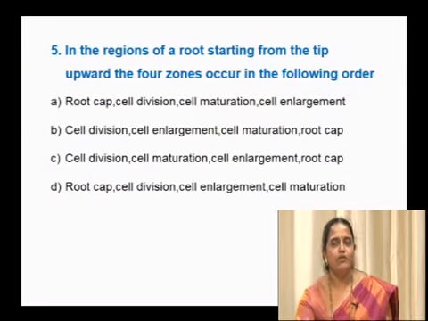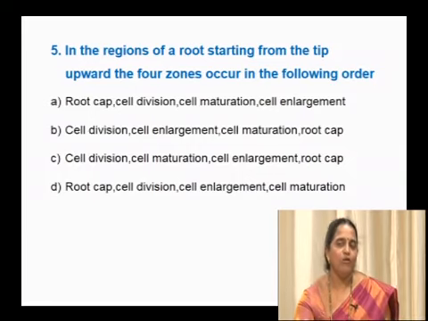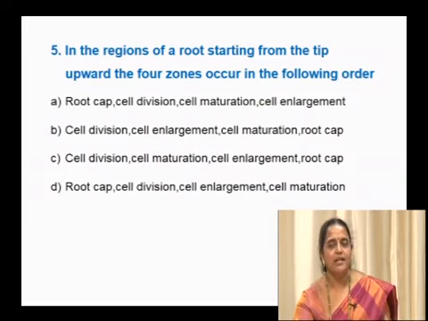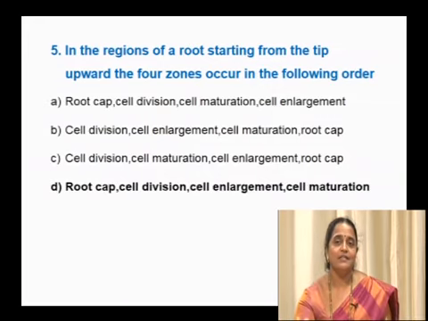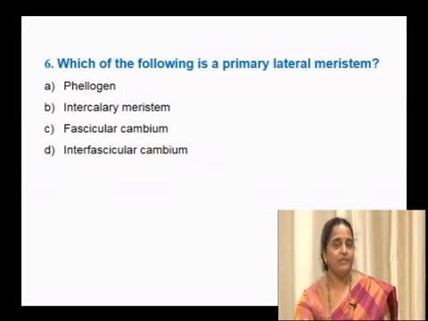In the regions of a root starting from the tip upward, the four zones occur in the following order. Recall the morphology of flowering plants, where the tip is covered by the root cap, above that meristems are in the division phase, above that cells are increasing in length and width, and then they start maturing, producing the root hairs, and this we call the D correct option. Which of the following is a primary lateral meristem?